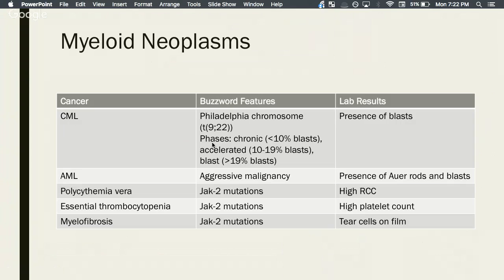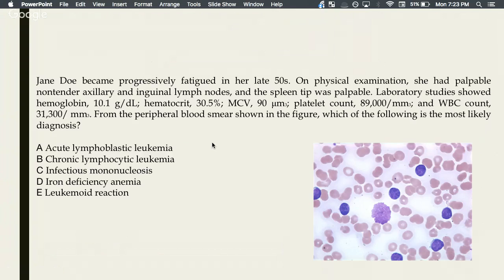So in terms of other myeloid neoplasms, you can have polycythemia vera and essential thrombocythemia and myelofibrosis. All of those are related to JAK2 mutations. In polycythemia vera, you have a high red cell count. In essential thrombocythemia, you have a high platelet count. In myelofibrosis, you have tear cells because your bone marrow is crying. Very sad.